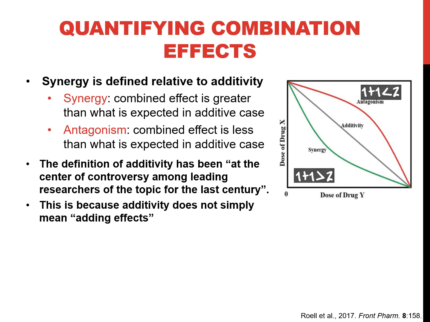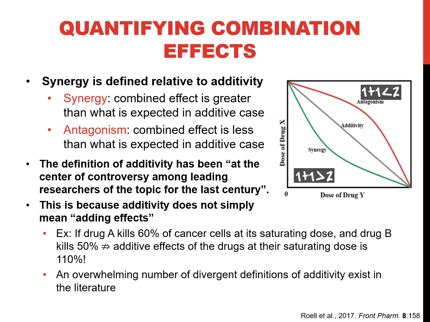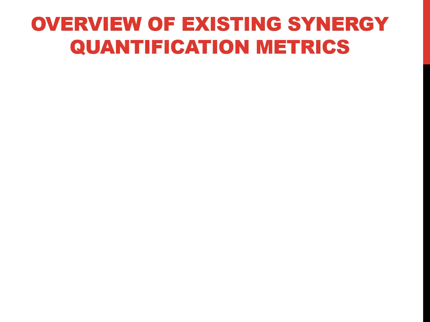And that is because additivity does not simply mean adding things. For example, if you have one drug that kills 60% of cancer cells and the other drug that kills 50%, well, additive effects of the drugs at their saturating dose will not result in 110% of cells being killed. And there exists an overwhelming number of divergent definitions of additivity in the literature, which makes quantifying combination effects surprisingly challenging. There exist two main classes of metrics to define additivity.